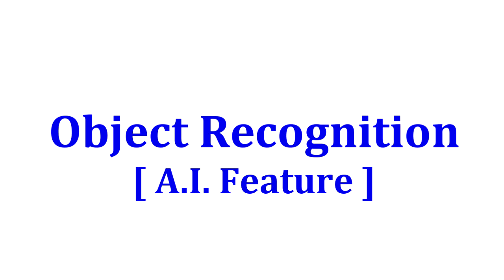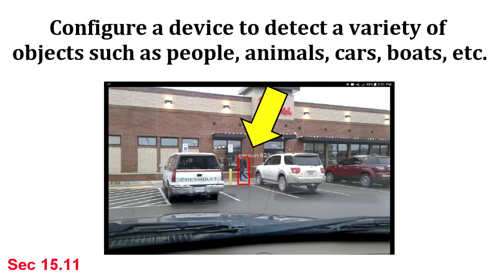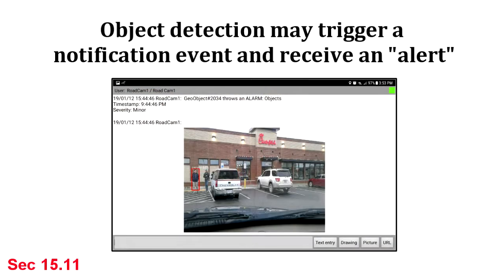Object recognition. This is an AI feature. You're able to configure a device to detect a variety of objects such as people, animals, cars, boats. And in this illustration, the object detection has detected a person and triggered a notification event.